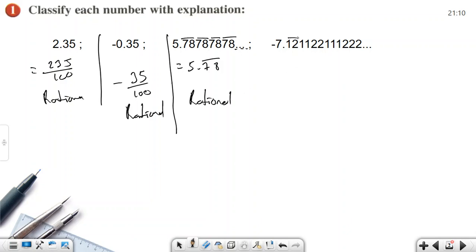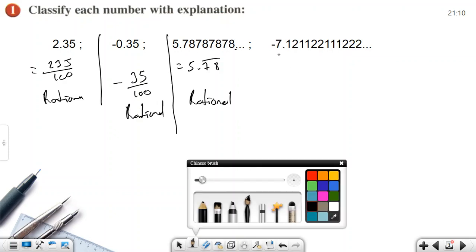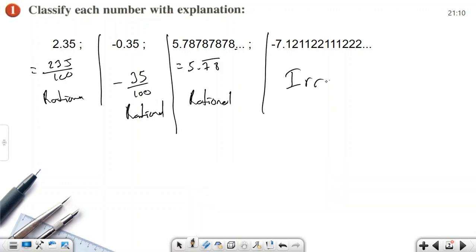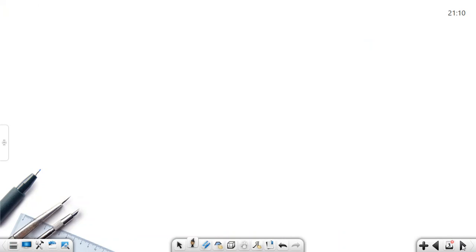Look at that one: 1 2 1 1 2 2 1 1 1 2 2 2 1. There is no repeating. 1 2 1 1 2 2 1 1 1 2 2 2 1 1 1 1 1. There is no repeating pattern. Here, as you see, 7 8 7 8 7 8 7 8 repeats. There is no repeating pattern there, so we are going to say this is irrational. That's an irrational. It's been a long time since I used the tablet, so sorry about my handwriting.